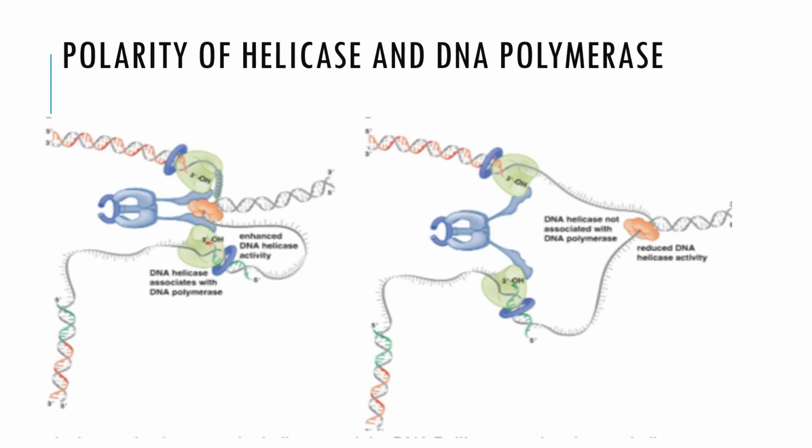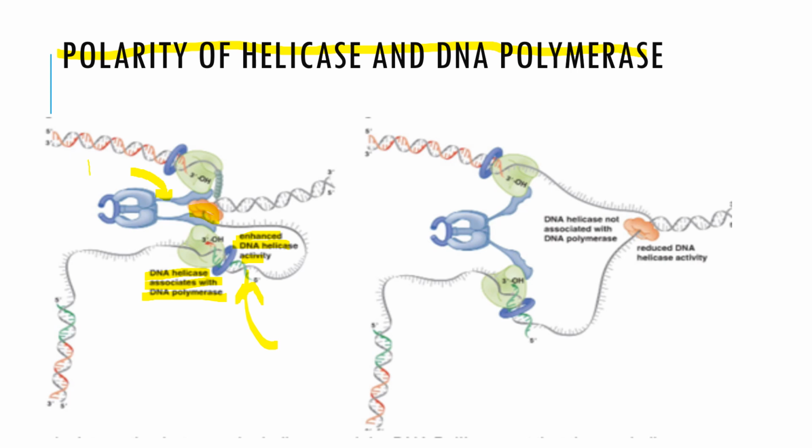Now, this is a very important slide, that is the polarity of helicase and DNA polymerases. As you can see here, it is written that when DNA helicase is associated with DNA polymerase, in that case helicase activity increases. This diagram shows the helicase enzyme, and this helicase enzyme is associated with the DNA polymerase. So this is the DNA polymerase.